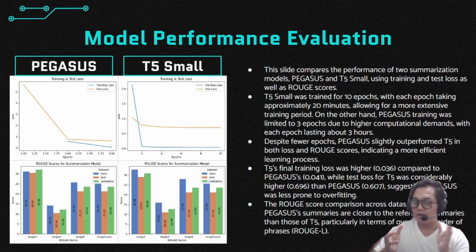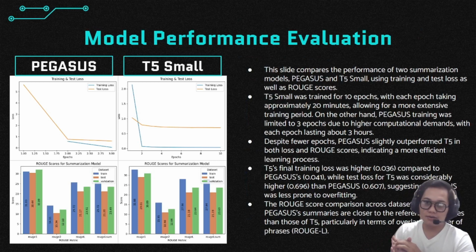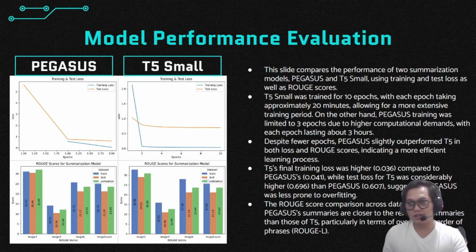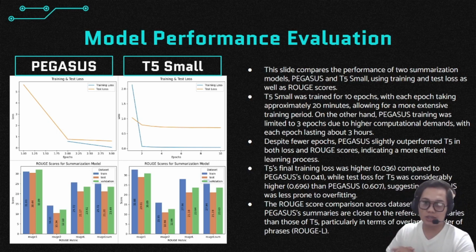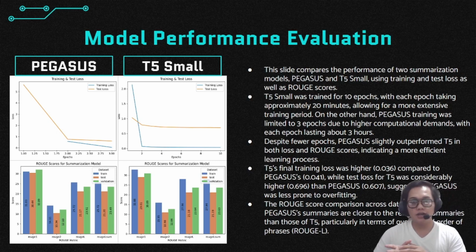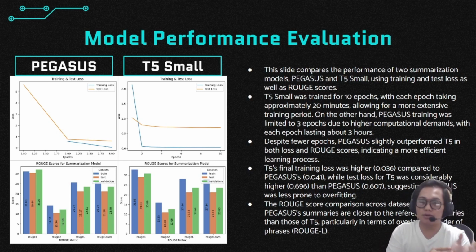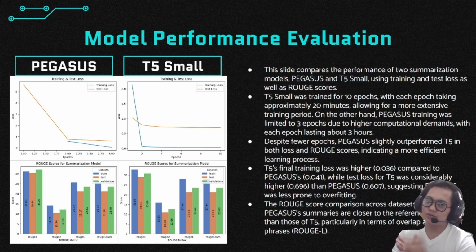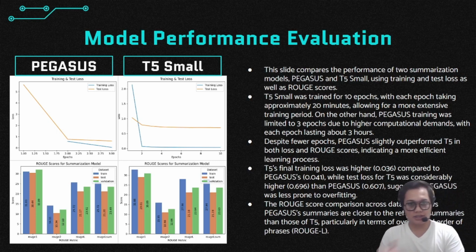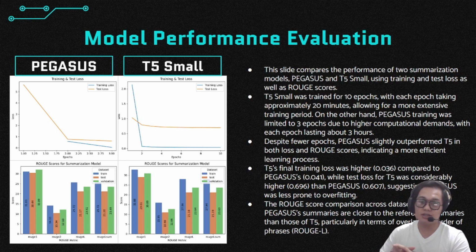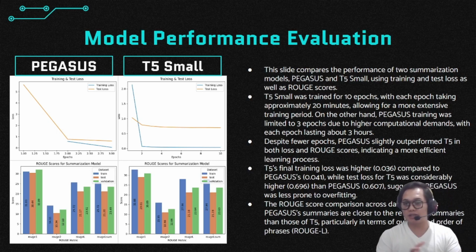Well, here is our model performance. This slide compares the performance of two summarization models, Pegasus and T5 Small, using training and test loss as well as ROUGE scores. T5 Small was trained for 10 epochs, with each epoch taking approximately 20 minutes, allowing for a more extensive training period. On the other hand, Pegasus training was limited to 3 epochs due to the higher computational demands, with each epoch lasting about 3 hours. Therefore, we could not afford more epochs to train the Pegasus model.